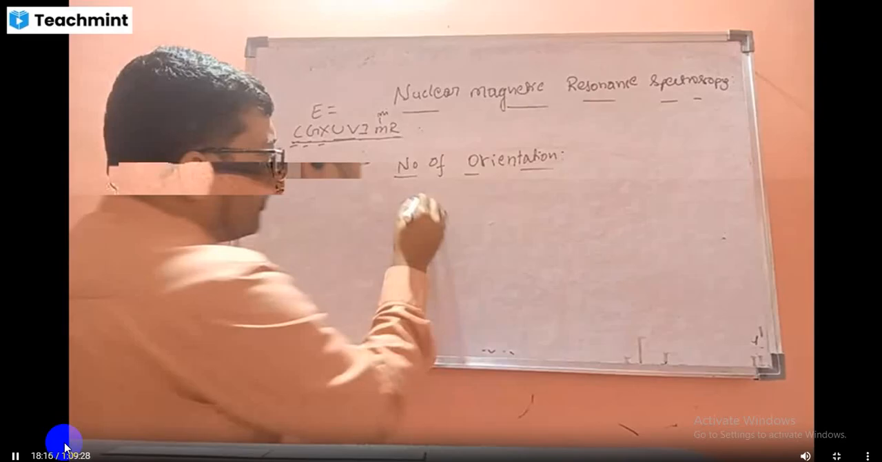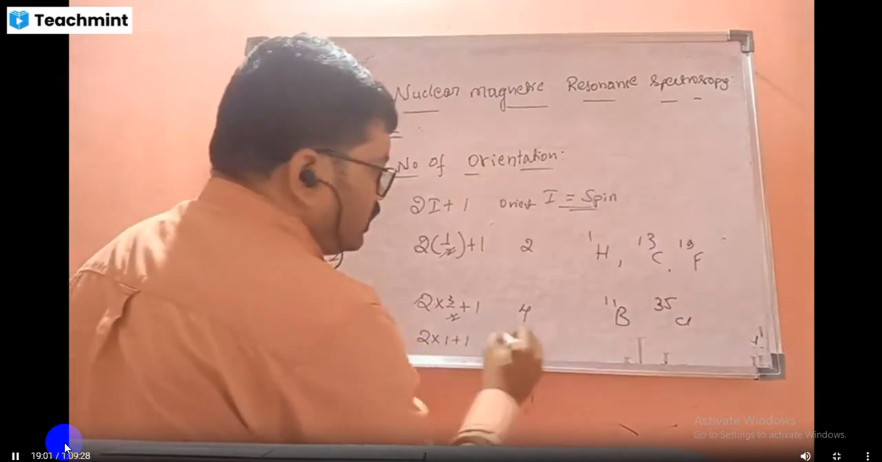Example: proton, C13 and F19. These all have spin 1/2. If I is equal to 3/2, then 2 into 3/2 plus 1 gives 4 orientations. The nuclei with this are B11, with spin 3/2, and chlorine 35, with spin 3/2. Like that, if I is equal to 1, 2 into I plus 1 is equal to 3.